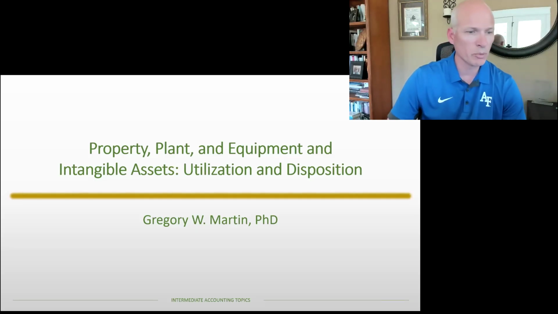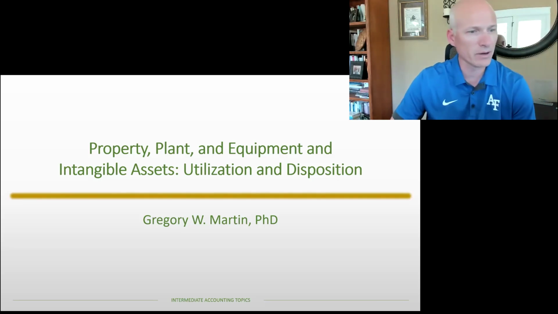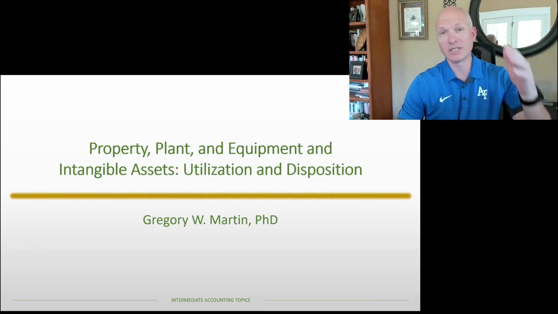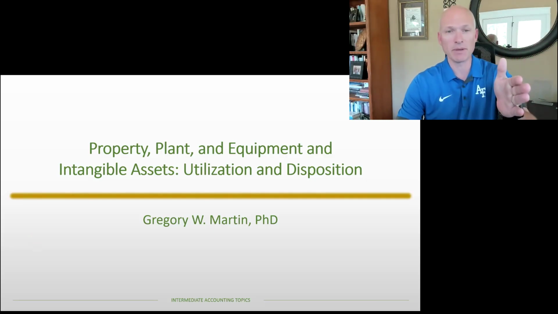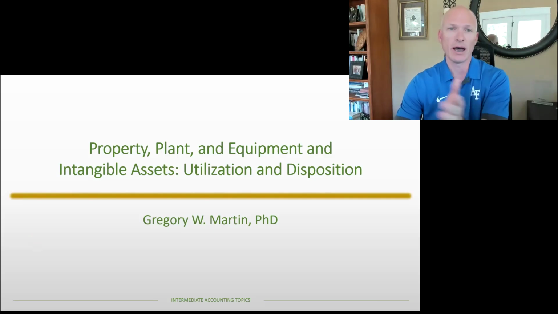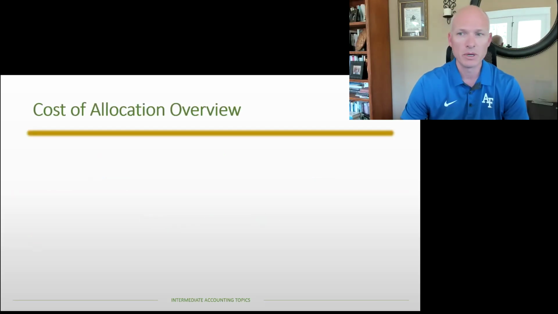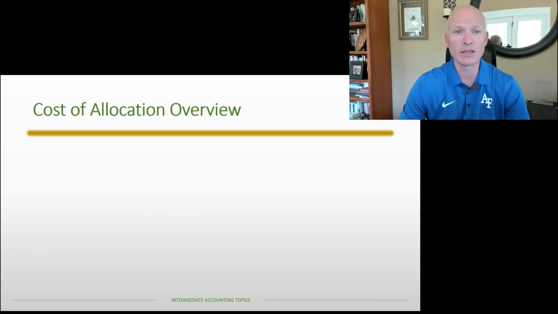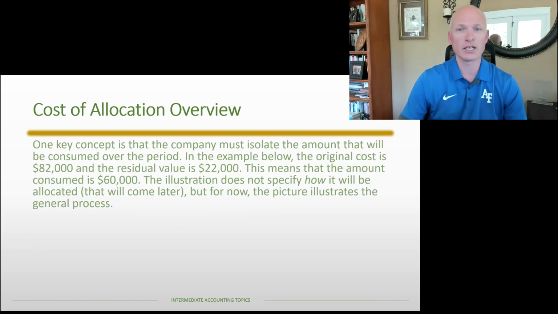All right, so we're jumping into the second half of the property, plant, and equipment material. The last chapter stopped at the acquisition point. Now we're asking, what do we do with these things after we've acquired them? The big idea of this, of course, is cost allocation. Over time, you allocate the cost of these assets and expense them over time.